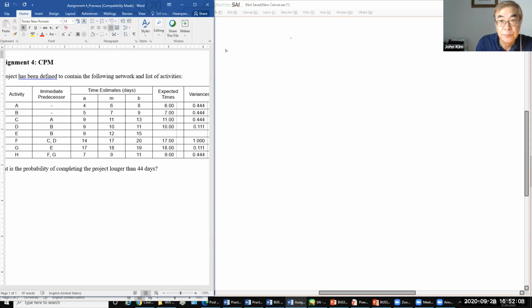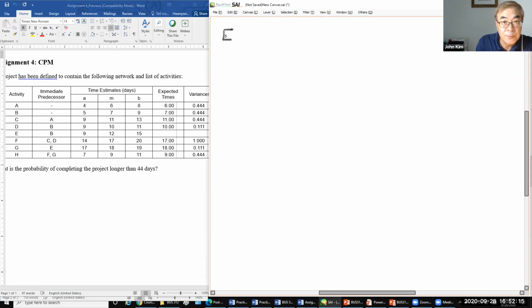So the expected time for E equals (A 9 plus 4 times M 12 plus B 15) divided by 6.